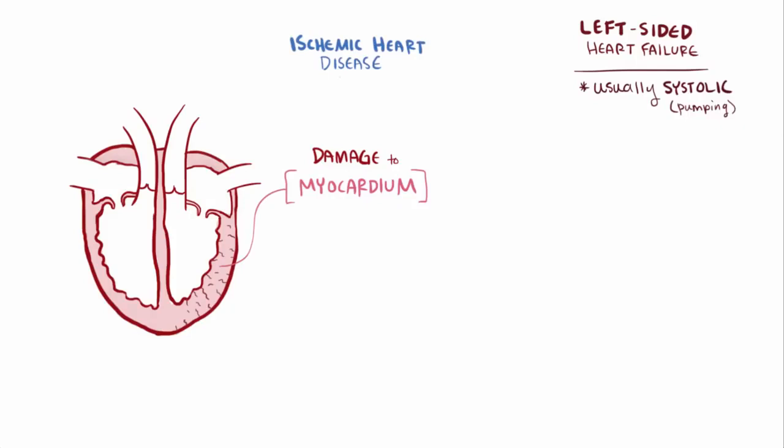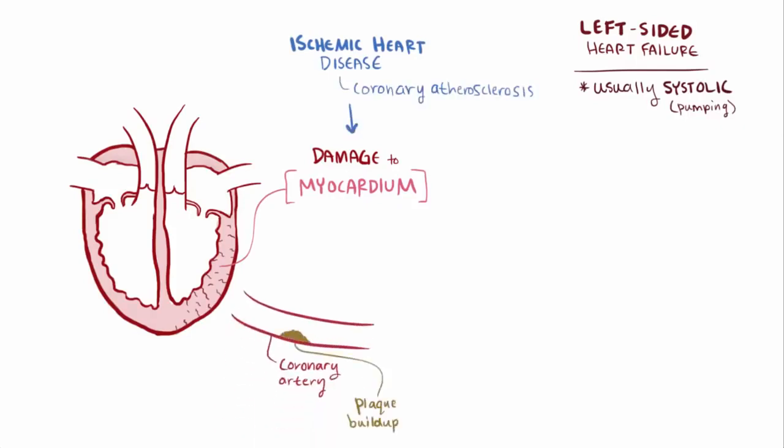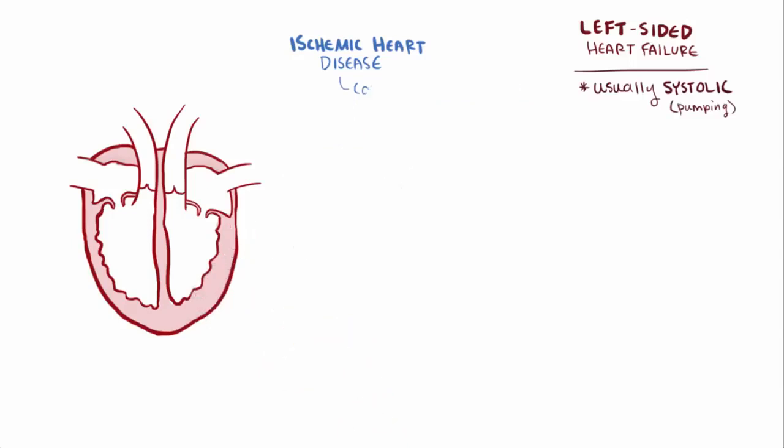Ischemic heart disease caused by coronary artery atherosclerosis, or plaque buildup, is the most common cause. In this case, less blood and oxygen gets through the coronary artery to the heart tissue, which damages the myocardium. Sometimes the coronary is blocked completely, and that person has a heart attack, they might be left with scar tissue that doesn't contract at all, which again means that the heart can't contract as forcefully.